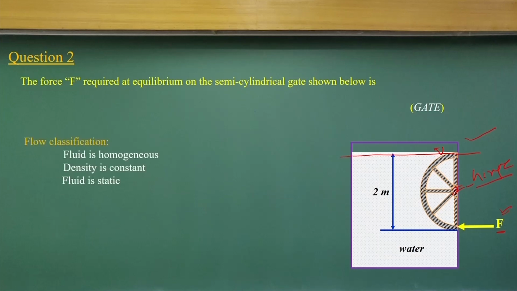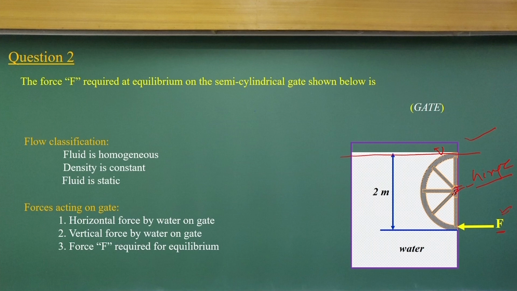Now, if you look at it, we can have a flow classification here, because the fluid is at rest, the density is constant, and we can consider it homogeneous. What we need to compute for this case, if you look at it, is that this is a curved surface. Because of that, there will be a horizontal force acting on this, and also a vertical force is going to act on it. So, there will be two force components, one a horizontal force, another a vertical force, and another F which is applied here.